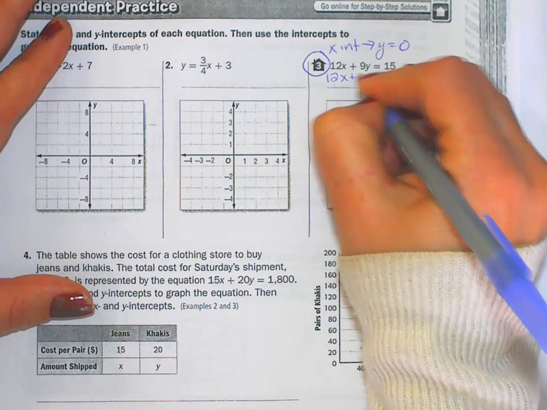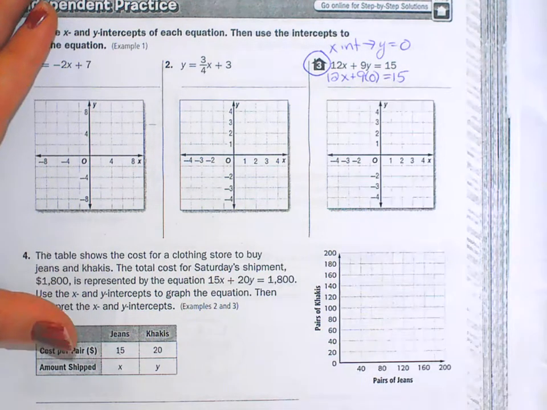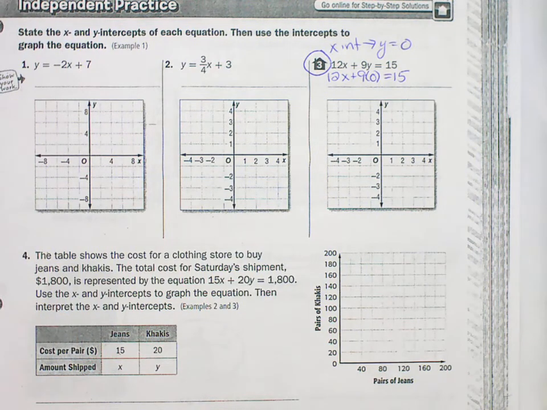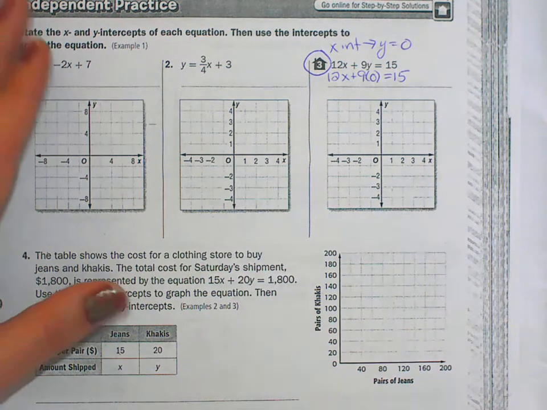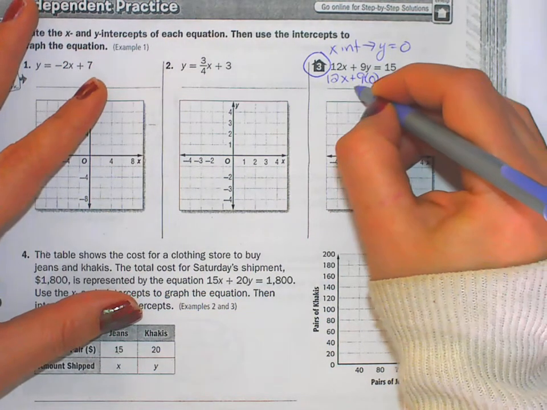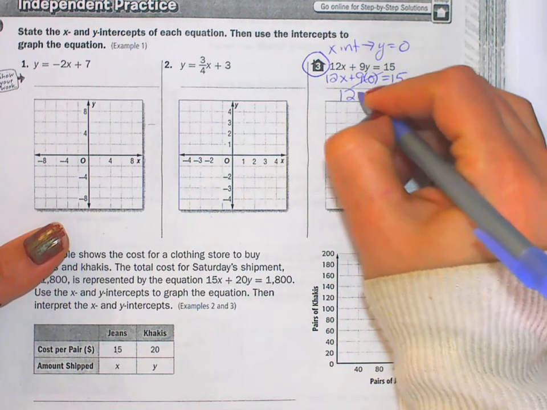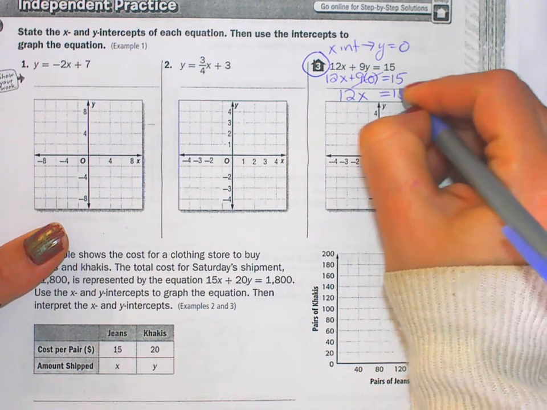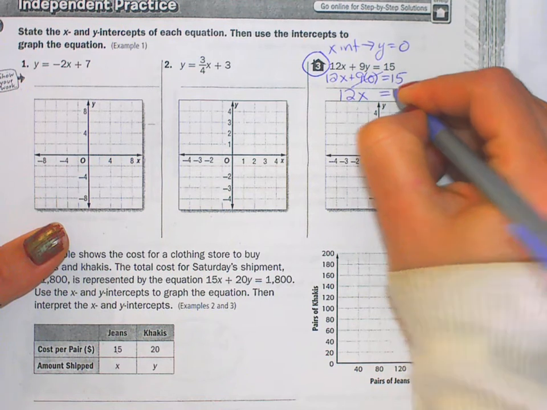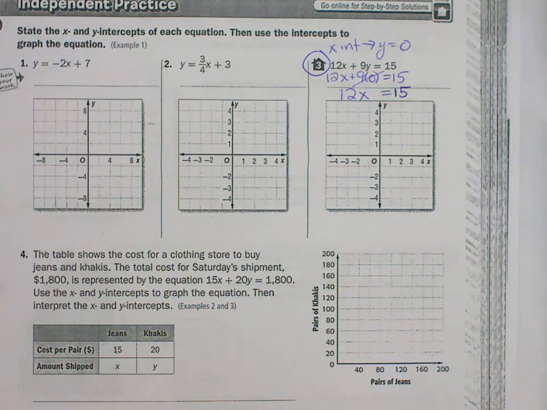12x plus 9 times 0 equals 15. Okay? So let's simplify this. Is there anything I can write simpler? Sure. 9 times 0 is nothing. I'm just going to cross it out if you don't mind. And then I'm going to write 12x equals 15. Now this is where you have to get into a little bit of algebra. What do you multiply by 12 to make 15? It's going to be some kind of decimal or fraction.